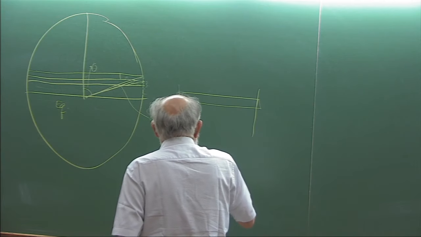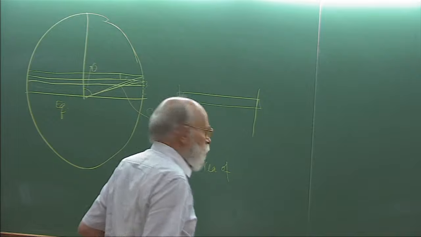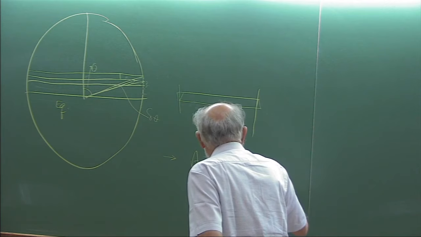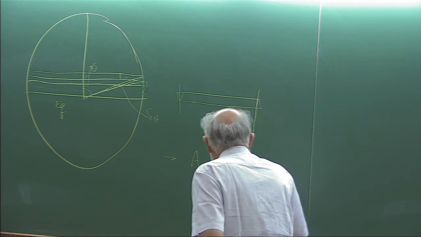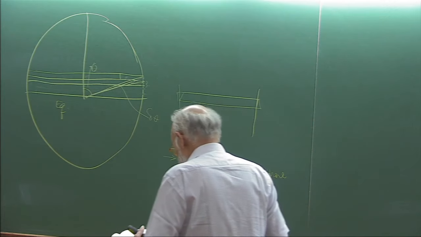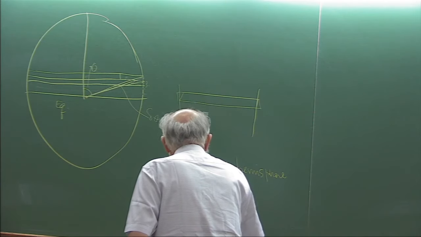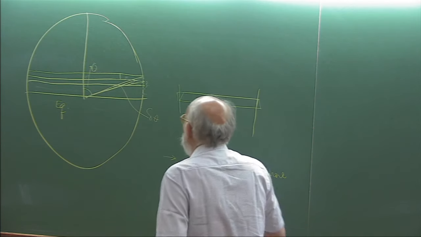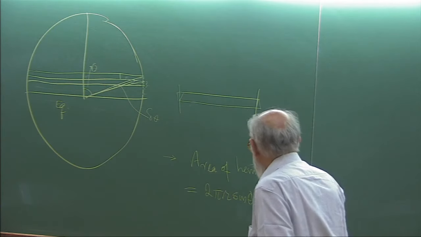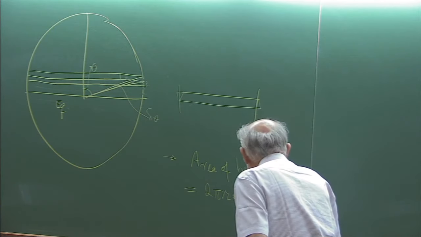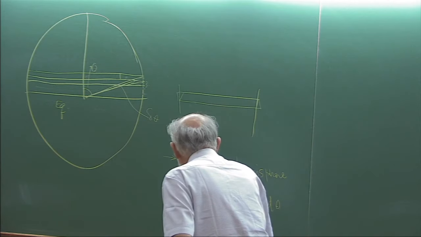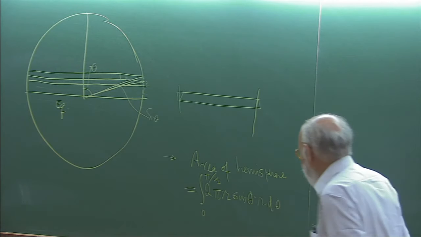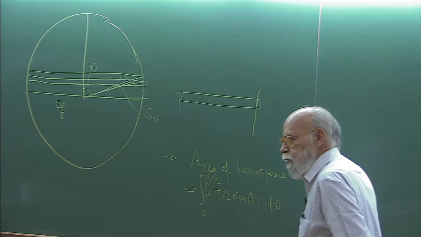The area of the hemisphere is 2 pi r sine theta, because that is this radius times r delta theta, r d theta, integrated from 0 to pi by 2. That is 2 pi r square sine theta d theta integrated.